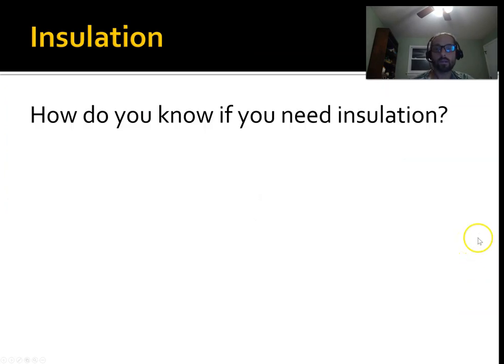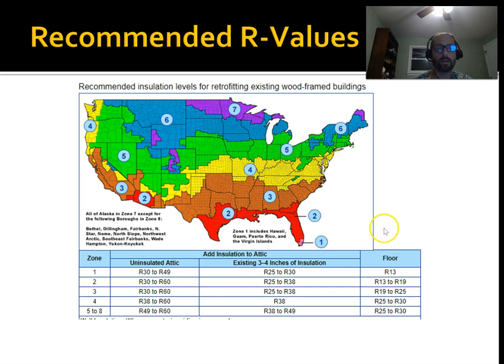Okay, so that's an overview of the types of insulation. So how do you know if you need insulation? Well, the U.S. Department of Energy publishes these values. This is a map that's pretty well known. It breaks the U.S. down into climate zones, and you can see where we are in Delaware. We are yellow, and so we are in zone 4.